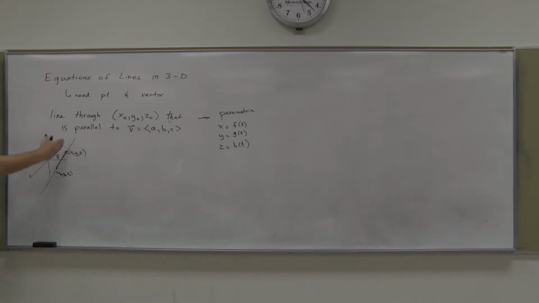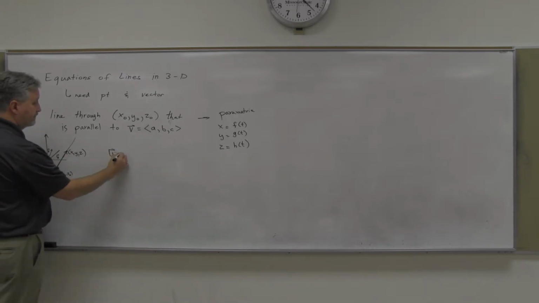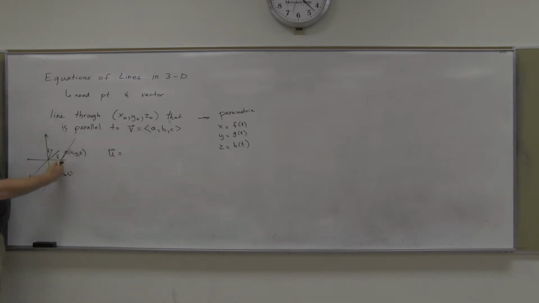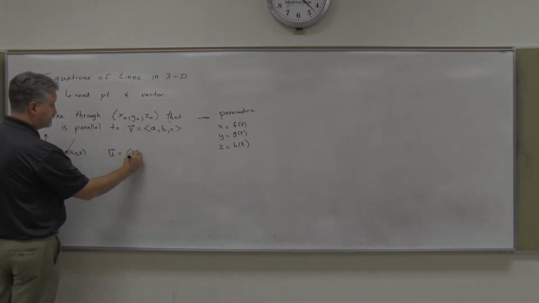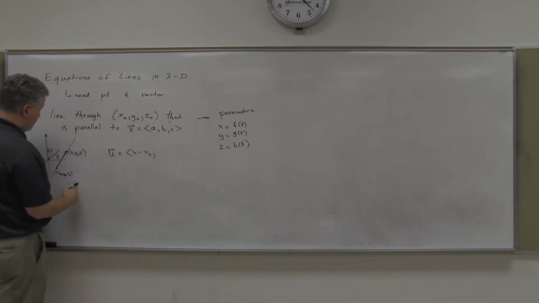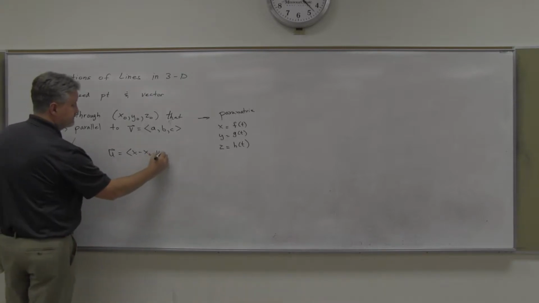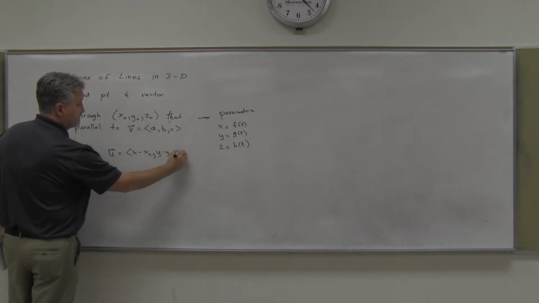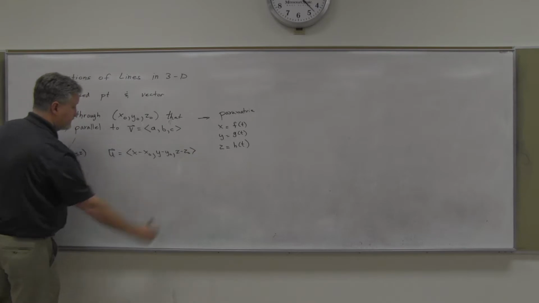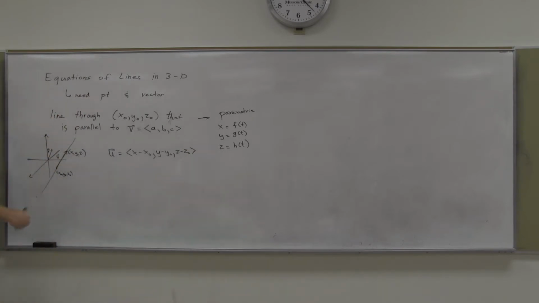So to get a vector between 2 points, how do we do that? Just subtract their components. So you do x minus x0, y minus y0, z minus z0. And so that would give us that vector. Vector format there.